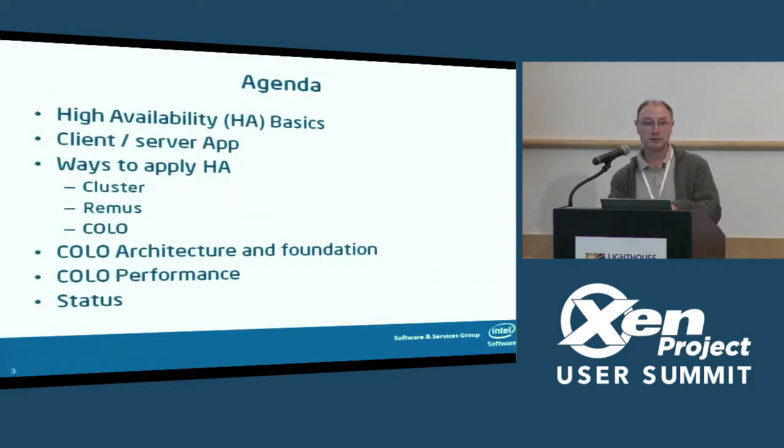I'll start off by just talking about some basics around high availability, what that is, and what it means to be highly available. Look at a client application that we'll use as an example for how you make something highly available, and then look at a couple different ways that we can apply this to a cluster using Remus, COLO, and then get into more of the COLO architecture and foundation, and then a little bit of performance, and then the current status.